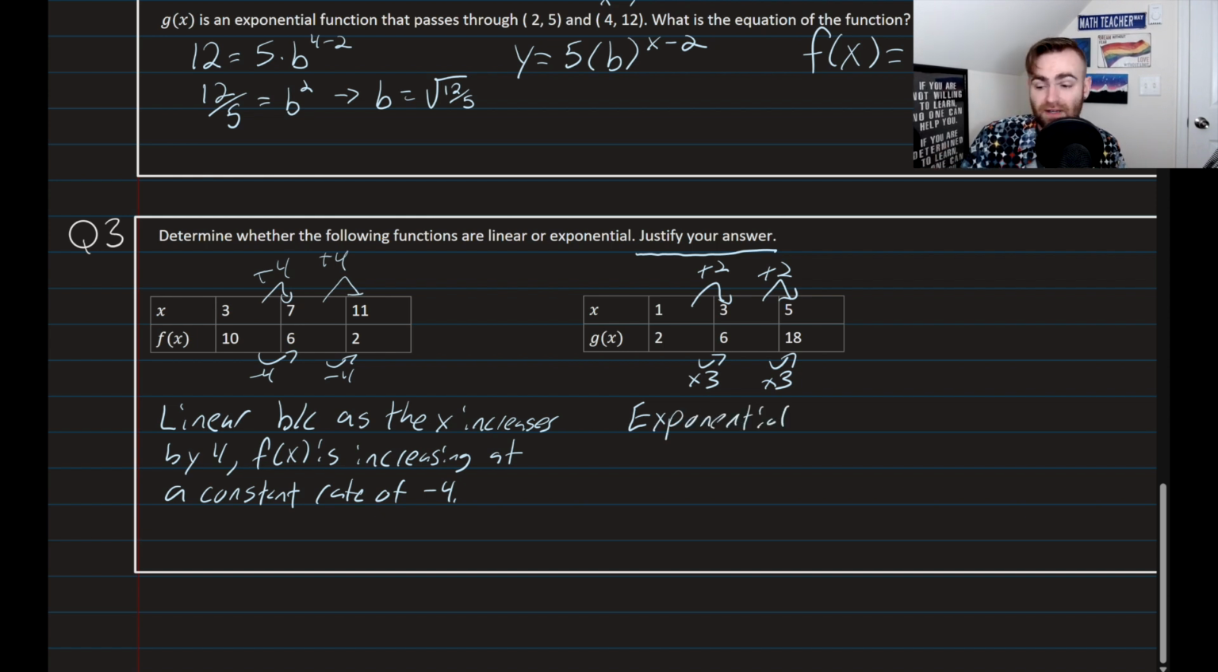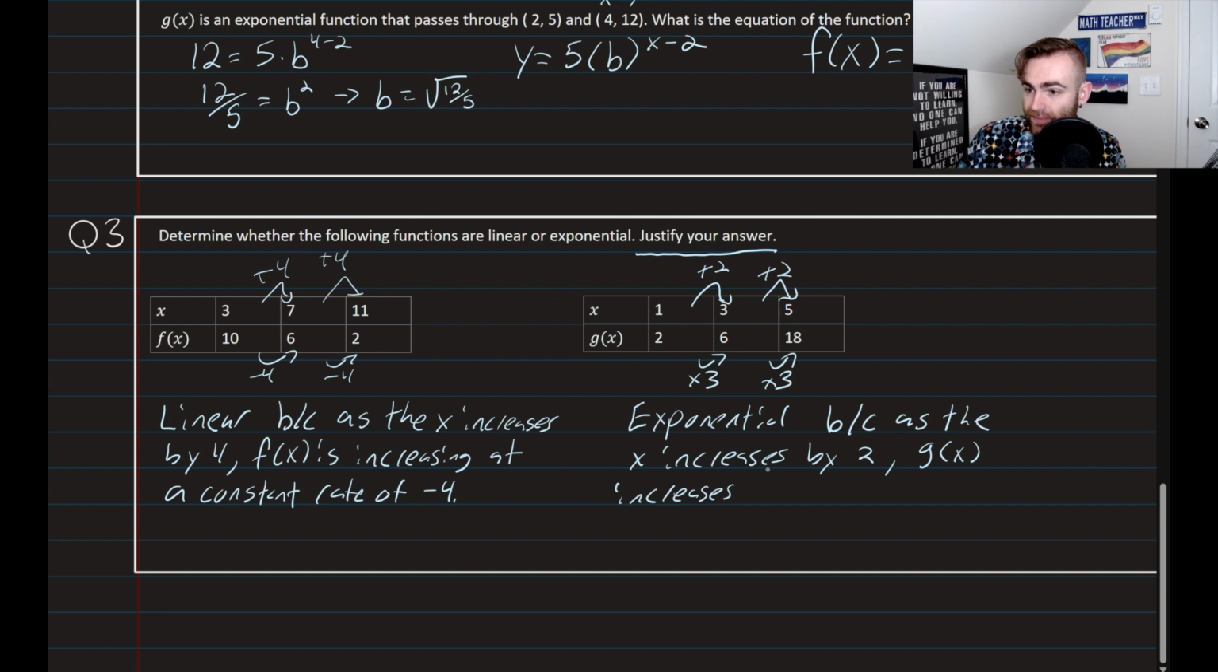Again, we have to justify. So it's exponential because as the x increases by 2, g of x increases proportionally, so not at a constant rate, we're going to say proportionally by 3. And that is it.